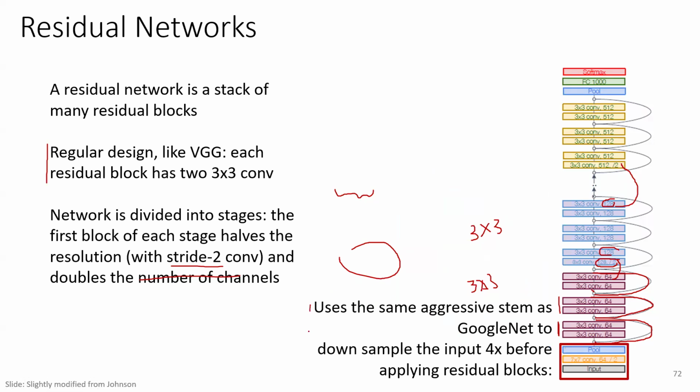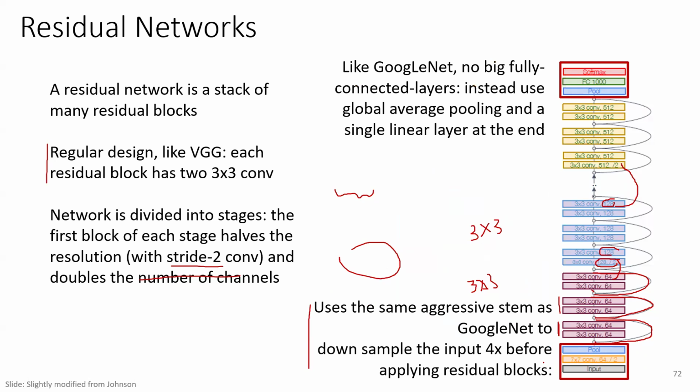It uses the same aggressive stem as the GoogleNet to downsample the input by 4. So they have large stride 2 convolutions and stride 2 pooling to quickly downsample. And then of course, like the GoogleNet, no big fully connected layers, instead use global average pooling. So that idea also continued.